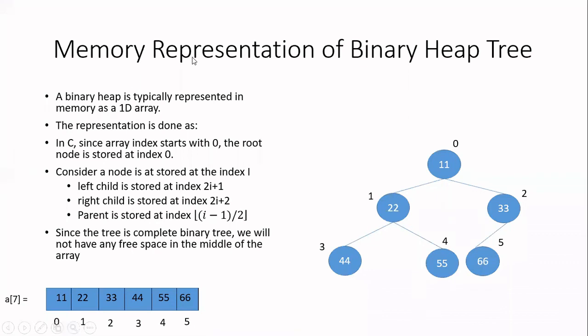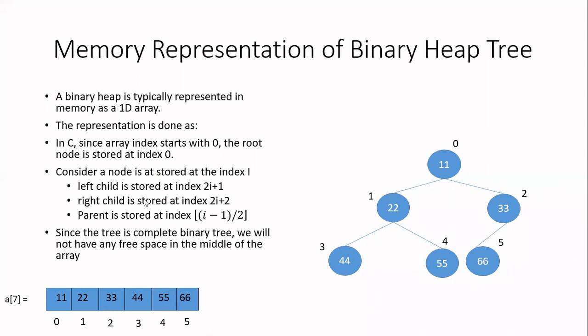So how do we represent this binary heap tree in the memory? A binary heap tree is represented in the memory as a one-dimensional array. And the representation is done as follows. We are focusing on C programming. In C programming, the array index starts with 0. So we are assuming that the root of the heap is stored at index 0. Then if you know the index of any node, let us assume the index of a node is i, then the left child of that node will be stored at index 2i plus 1, and the right child of the node will be stored at index 2i plus 2, because we are going for the array-based representation.